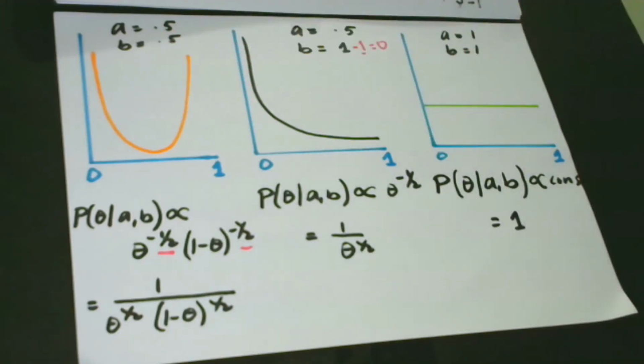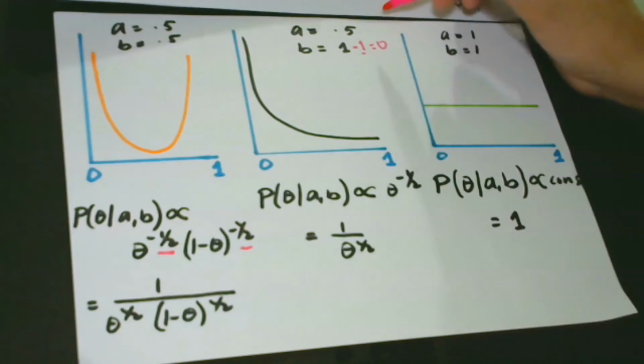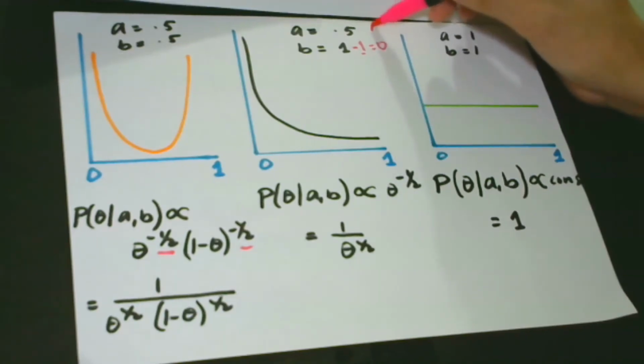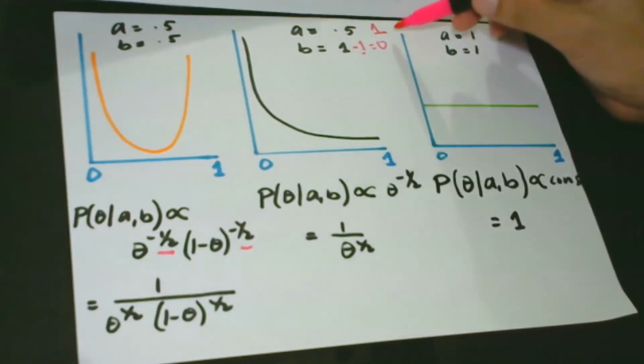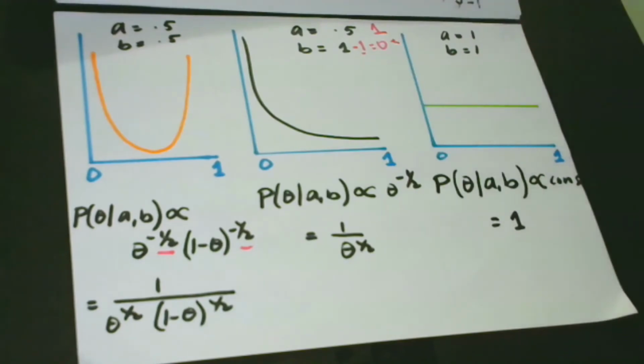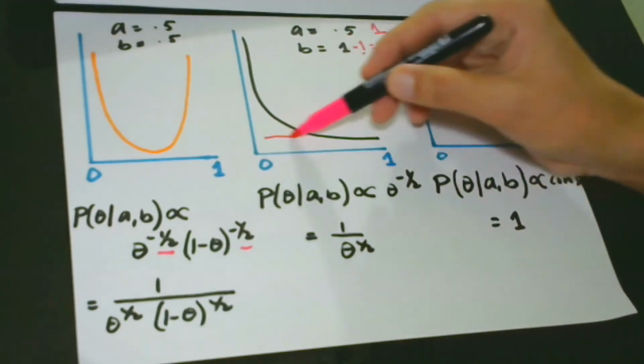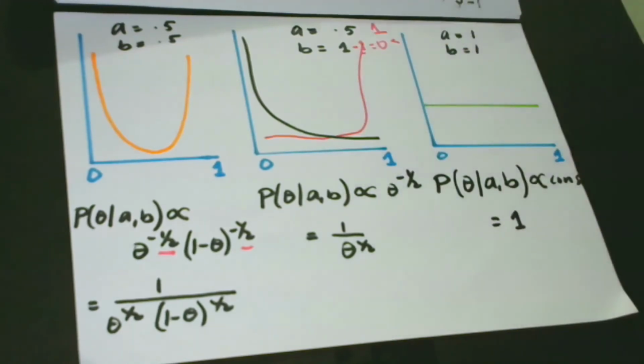But if we're going to switch the values of a and b, the shape will flip, of course. So assuming that the value of a here, alpha, is 1, and b here is 0.5, of course, the shape will flip. It means it will be like this. So that's the illustration of the flipping of the values.